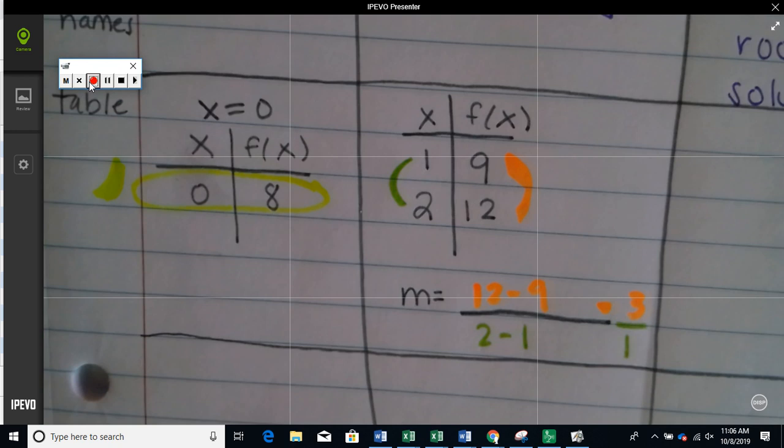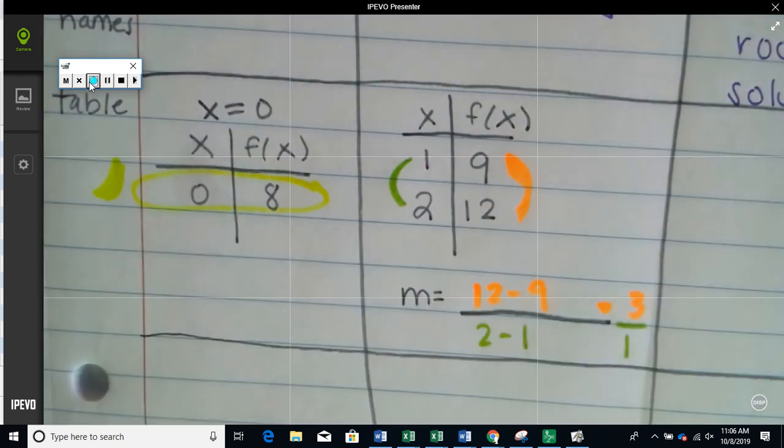This is orange on top. Wait, what's in front of it? Equal or minus? I put equals.